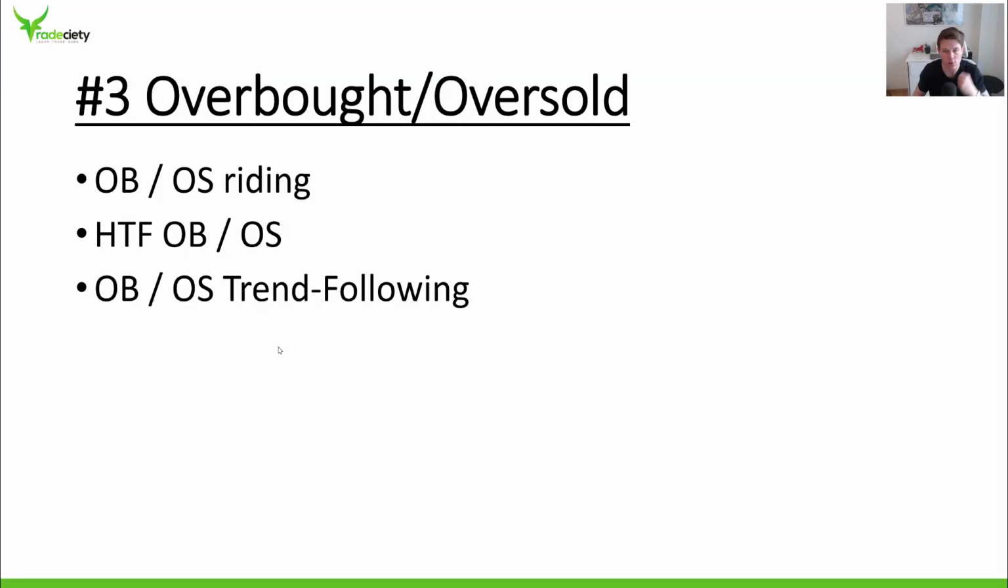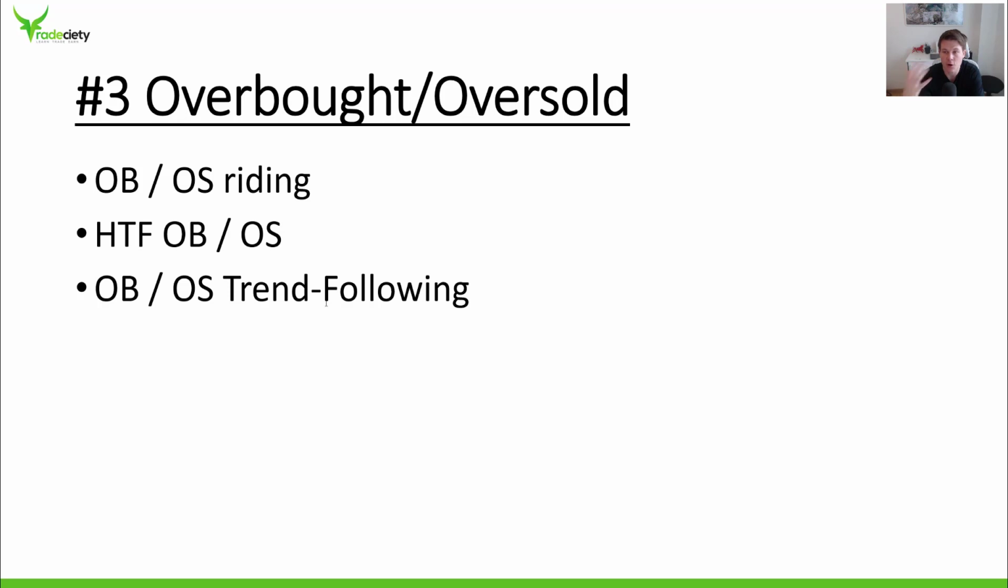The third one is overbought and oversold, and I'm going to use the stochastic for this example. We're going to use overbought, oversold riding, higher time frame overbought, and also trend following. And it's really, really important that you get away from the idea of thinking that overbought means that the market is going to reverse lower. And also don't believe that just because the market is oversold, it means that it is likely to reverse higher.